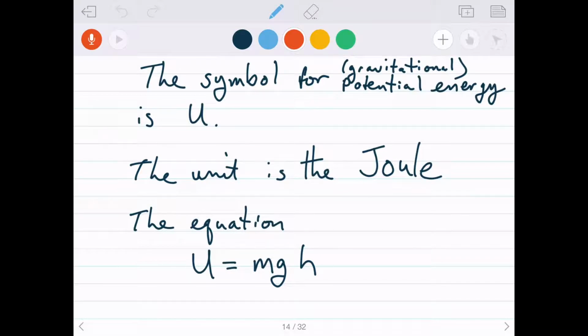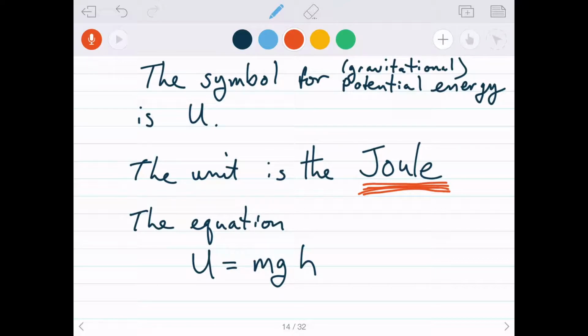So the symbol for gravitational potential energy is the letter U. The unit, notice this, is still going to be the joule. And what we're going to find out is work and energy are basically two sides of the same coin. While a force is being applied over a distance, we have work. If it has the ability to create a force over a distance, it's going to be energy. And because they're really two sides of the same coin, we're going to see that their unit is the same. It is the joule.